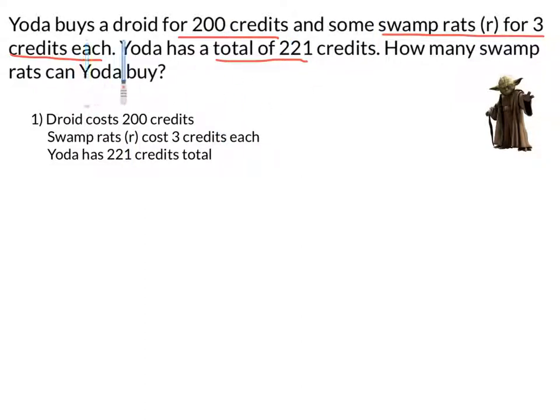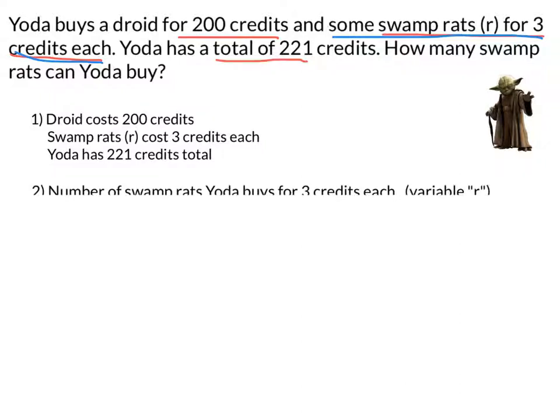Next up, let's look at what's going to change and what's not going to change. Taking a look back at our problem, I can see that he buys some swamp rats for 3 credits each. We don't know how many swamp rats, so that is variable. That might change. So we're going to put that for what changes: the number of swamp rats Yoda buys. Not Rhoda, Yoda. Sorry, buddy.